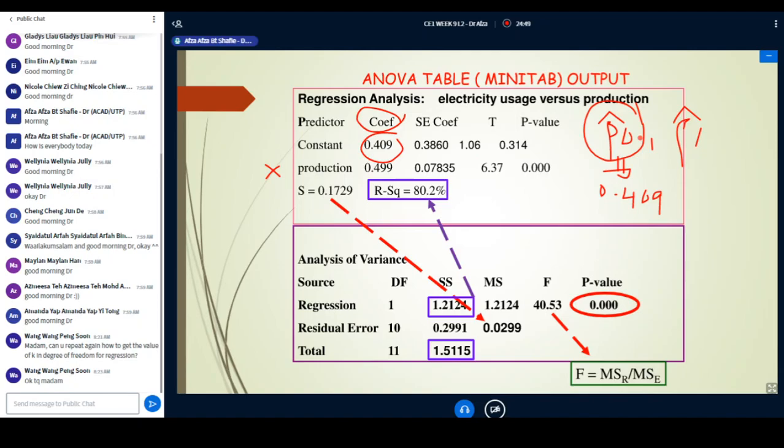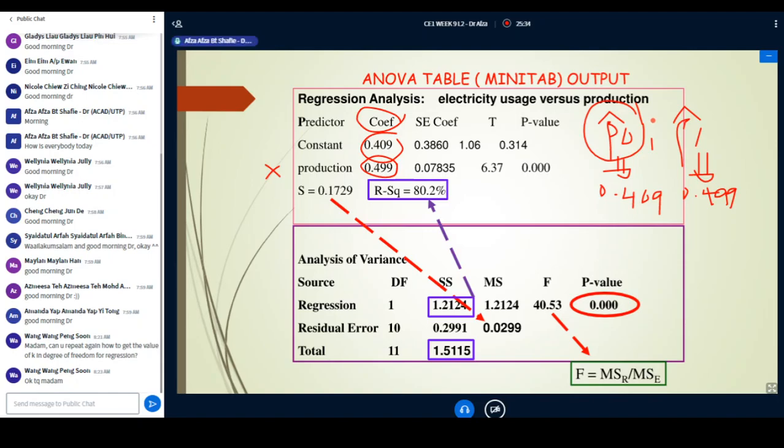Now what about your beta 1? Your beta 1 is the coefficient for the production. So what's the coefficient for the production? This gives you a value of 0.499, which gives you back the equation that you calculated manually earlier, where the equation is equal to 0.409 plus 0.499 x. So this is what we look up first: how to get the equation.